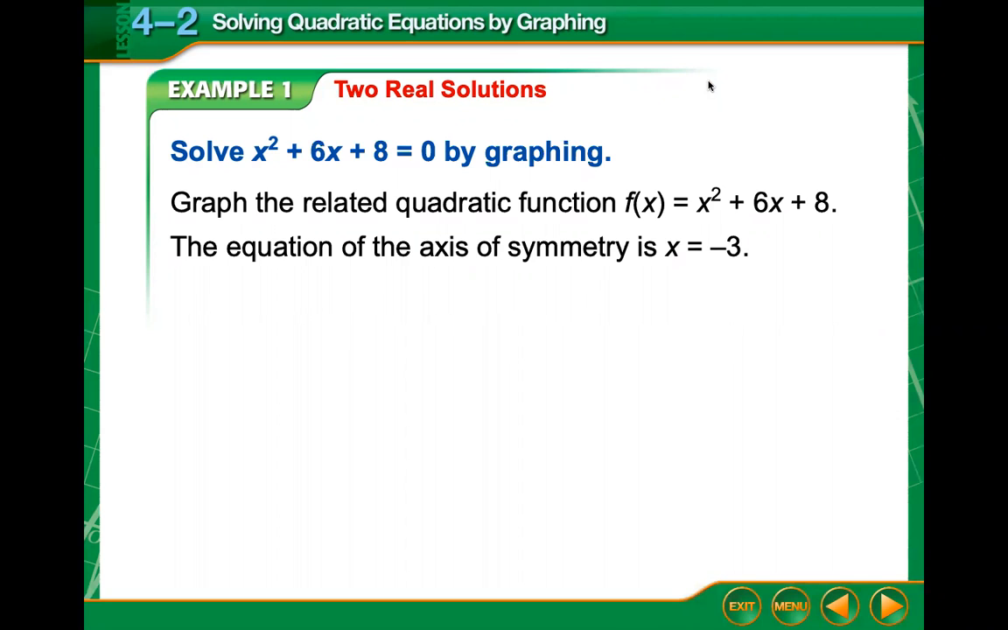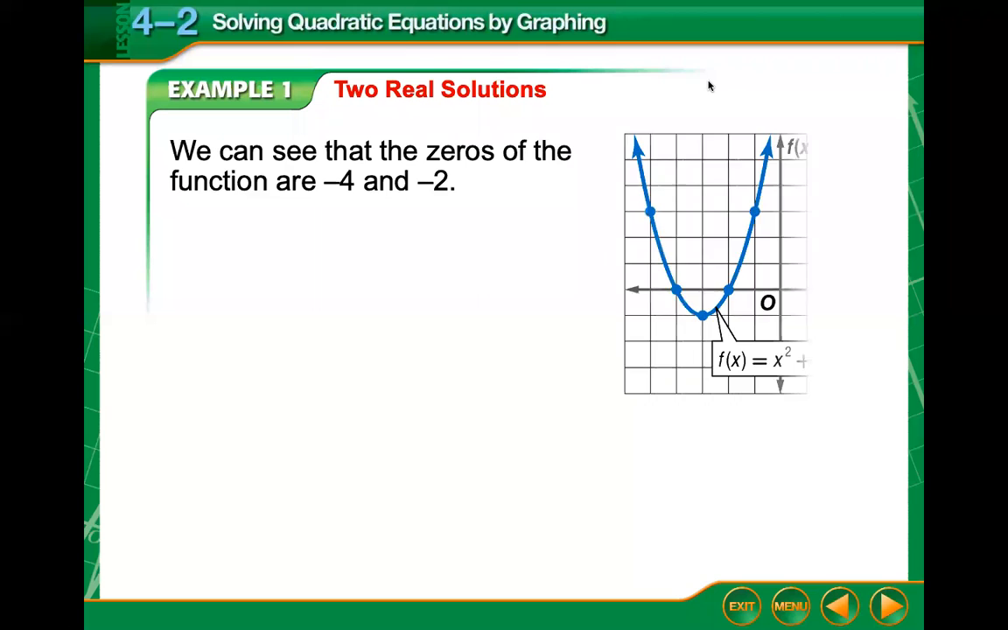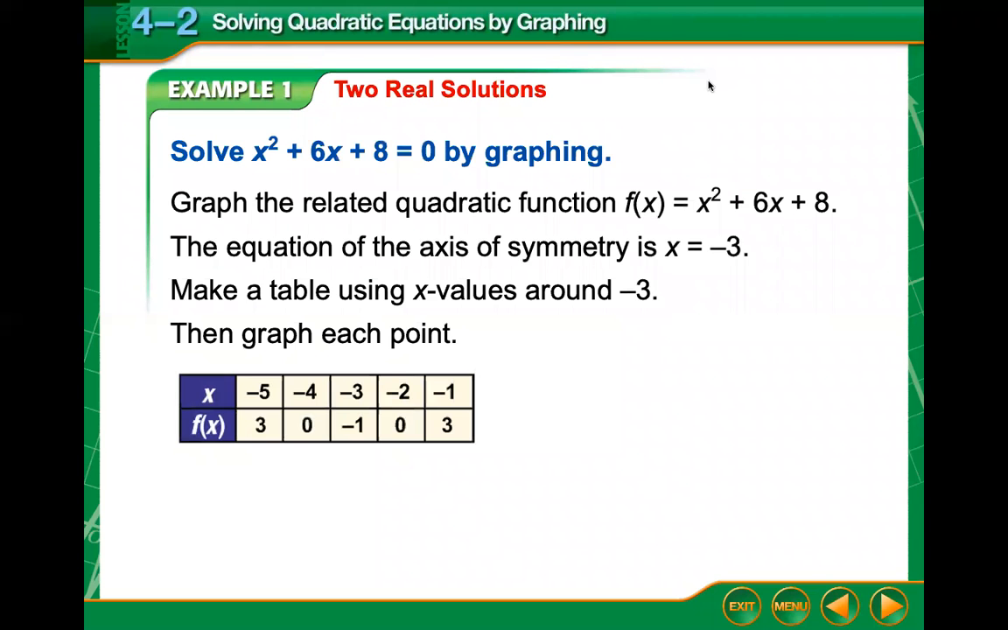We can do this by knowing that our axis of symmetry is x equals -3, making the table of values using -3. We're then going to graph each point. From our table, we're going to use the x values -5, -4, -3, -2, -1. And then from that, we get the y values 3, 0, -1, 0, 3.